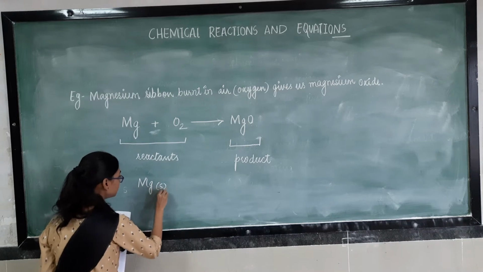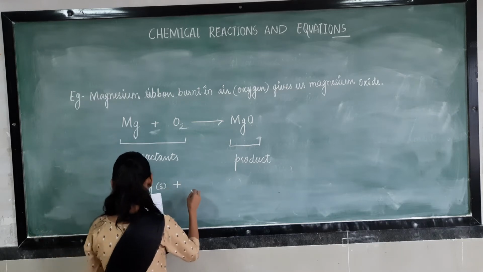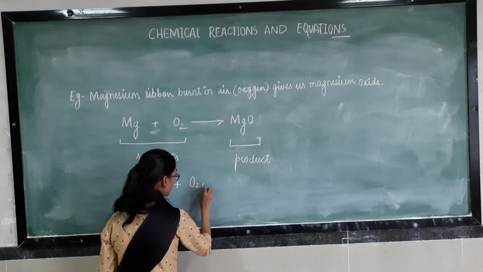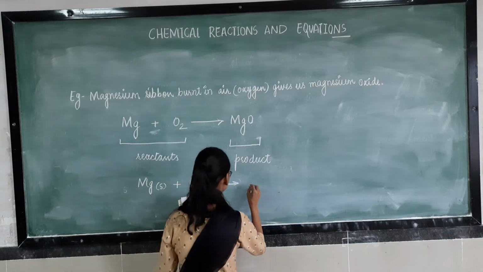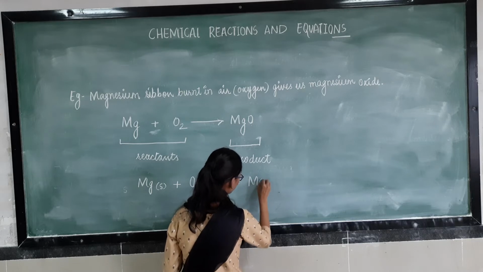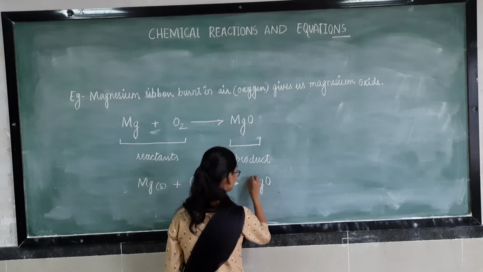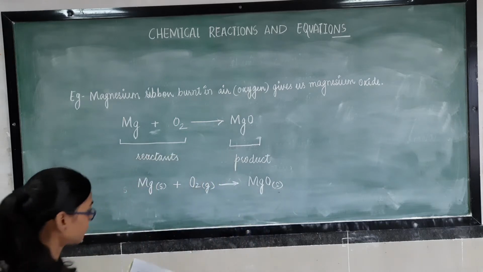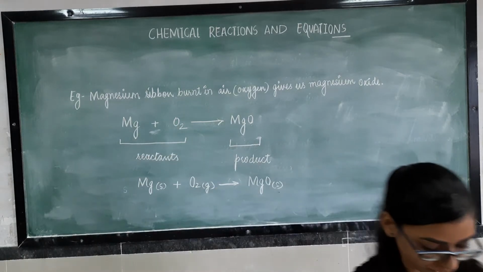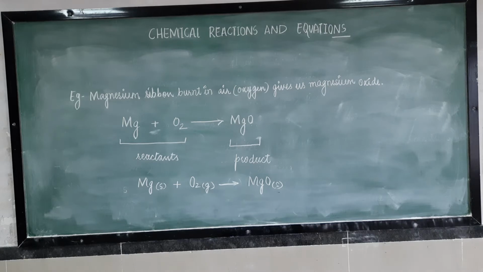Magnesium is solid plus oxygen. Oxygen is a gas, we will write G for this, and MgO, magnesium oxide. Magnesium oxide is a solid. So in this way we will represent a chemical equation. Okay, now we'll see how to balance this chemical equation.